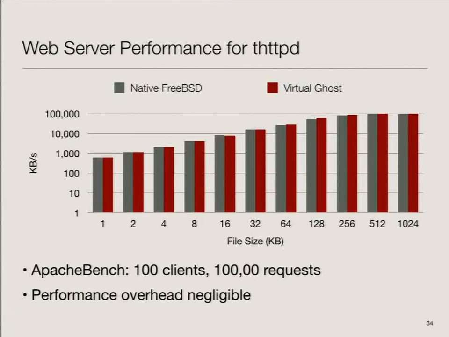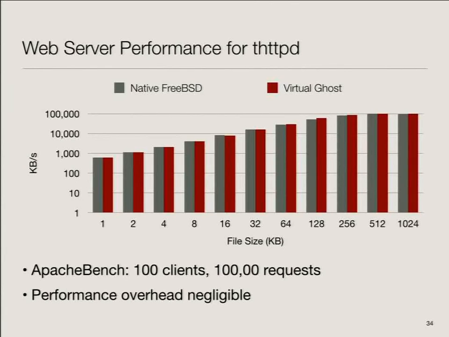And the reason why we chose network servers is because unlike other standard benchmarks, like the SPEC benchmark, they spend a significant amount of their time in kernel space. They spend a lot of time actually using kernel services. And therefore, the overheads that we're adding to the kernel are more likely to show up.